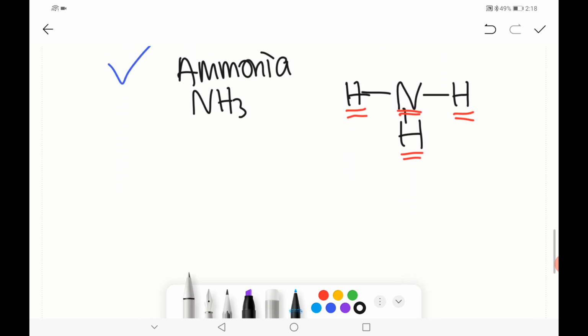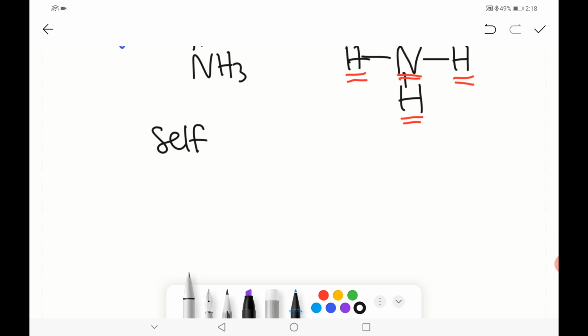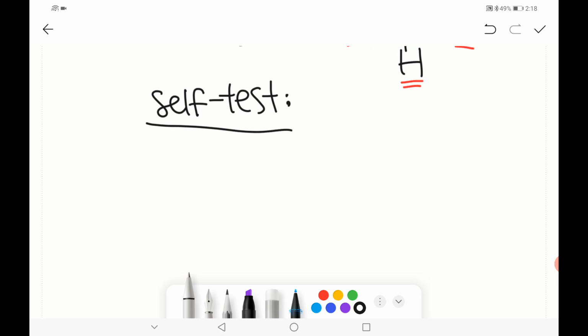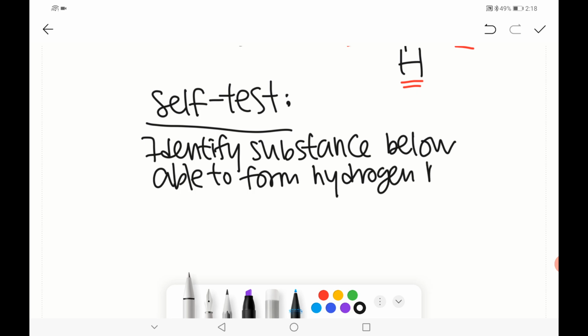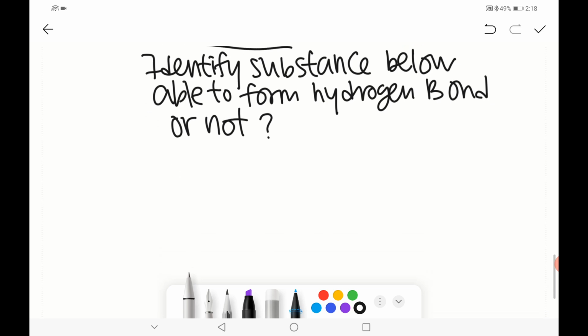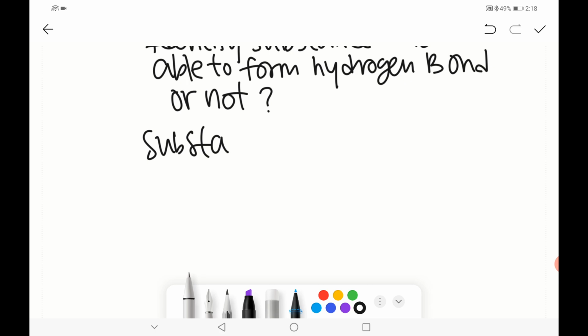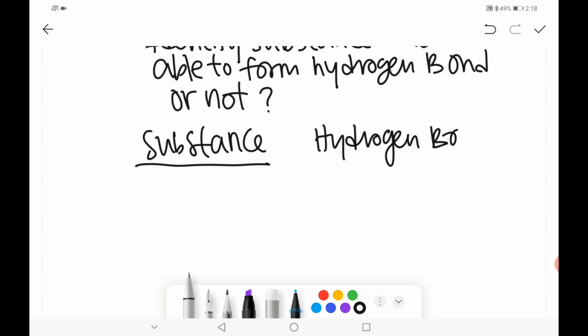Now let's do a very quick self-test before we move on to the second part. We need to identify whether the substances below are able to form hydrogen bonds or not. I'll give you a few substances, and we will learn together whether they can or cannot form hydrogen bonds. Let me make a simple table here: this is the substance, and this is the capability to form hydrogen bonds.